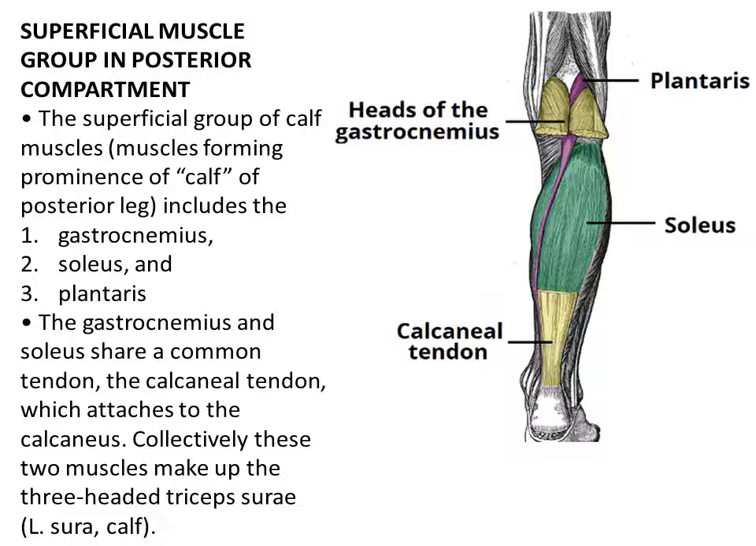Superficial muscle groups in the posterior compartment. The superficial group is the calf muscles forming the prominence of the calf of the posterior leg, including gastrocnemius, soleus, and plantaris. The gastrocnemius and soleus share a common tendon, the calcaneal tendon, which attaches to the calcaneus. Collectively, these two muscles make up the three-headed triceps surae.